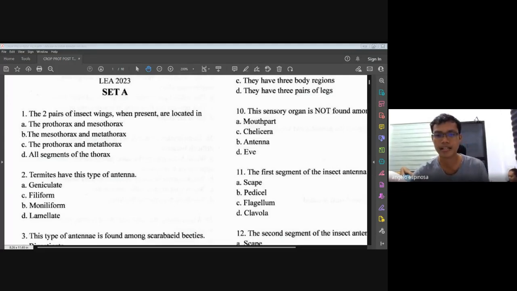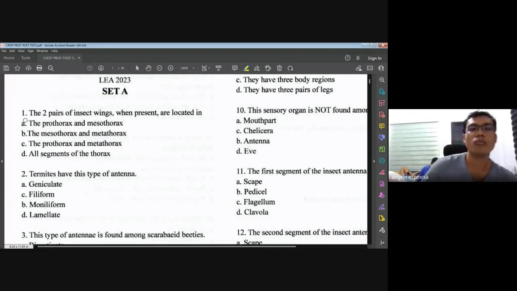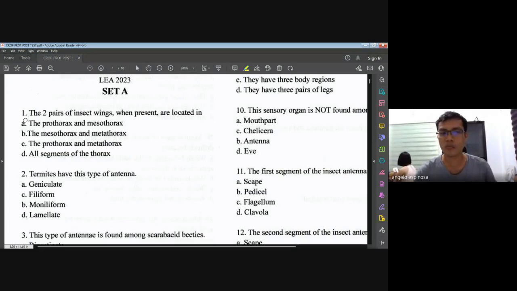Okay, let's start. Number one. The two pairs of insect wings, when present, are located in blank. So the correct answer is letter B. It is the mesothorax and metathorax.